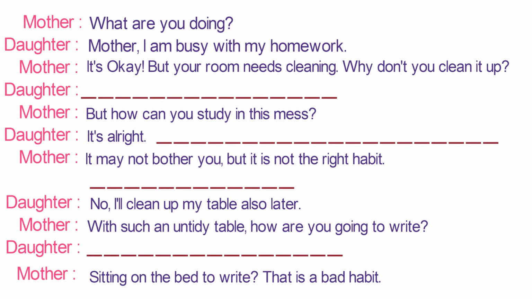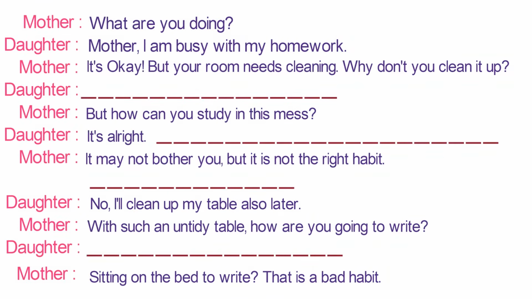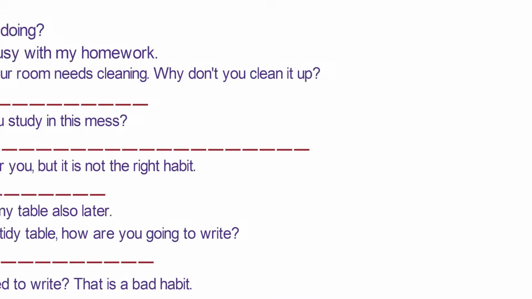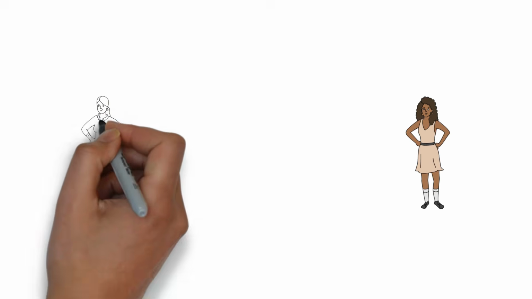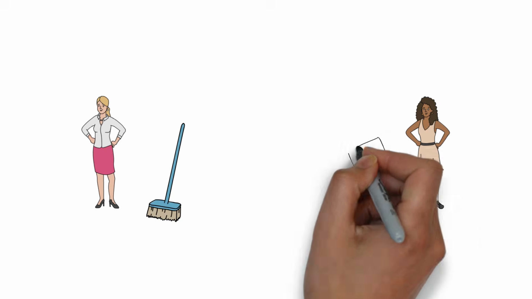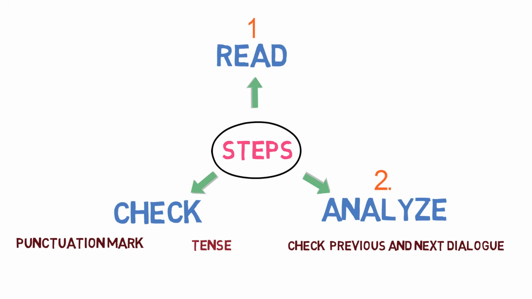Let's start solving the dialogue completion activity. Step number 1 is to read the passage once to understand the main idea of the dialogue. After reading, we understood that the conversation is between a daughter and mother regarding cleaning the room. The daughter is doing her homework, but the mother is insisting on her to clean the room. The next step is to analyze the sentences before and after the fill-up. And the final one is to check the punctuation mark and tenses to solve the fill-ups. So there are 4 fill-ups to be completed. Let's look at each of them one at a time.